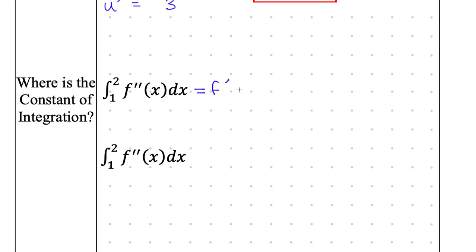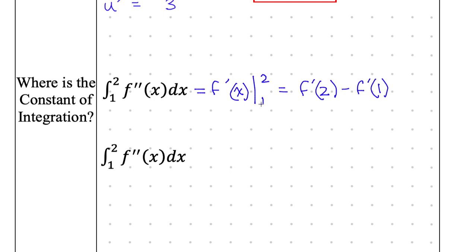This integral between 1 and 2 of f double prime of x, that should theoretically be equal to what? f prime of x, Milady Claire has it correct. Evaluation bar between where and where? Careful, careful, you read it the other way around. Between 1 and 2, perfect. And you should get the answer of f prime of 2 minus f prime of 1.